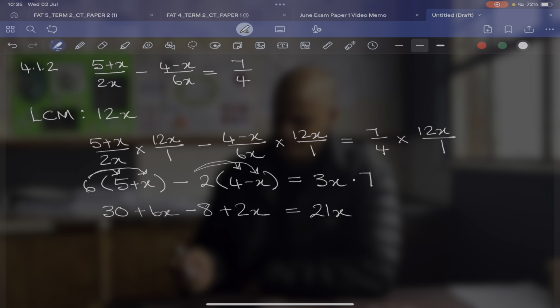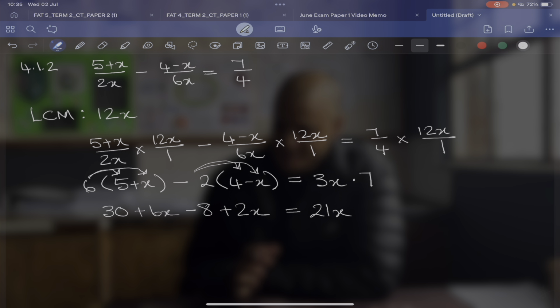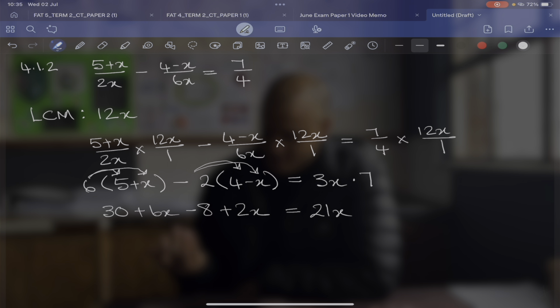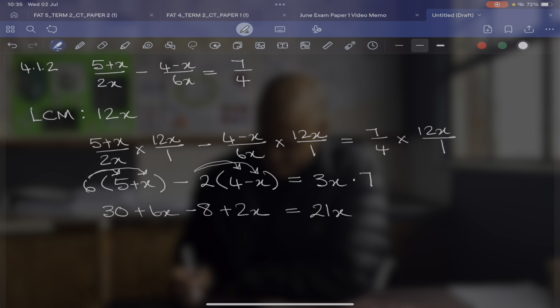So we're going to reshuffle. Remember, this is a linear equation, so we're just going to shuffle everything around, make sure our unknowns are on one side and our numbers or constants are on the other side. Conventionally, we would want our unknown terms to be on the left and the numbers on the right. So I'll just simplify this on the left first.